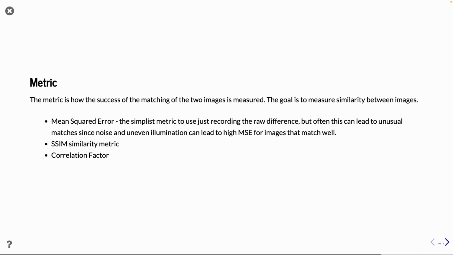The metric, we start out with the most simple one. Mean squared error is a very easy one to compute. Then from lecture 3, we have the SSIM, the structural similarity index. And we can also use a correlation factor between the images to see when we approach the right registration.